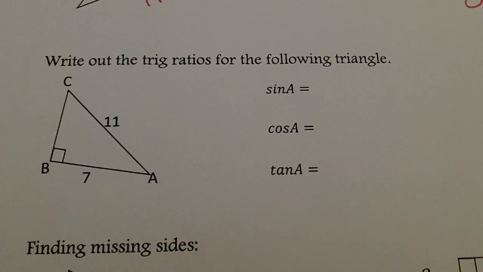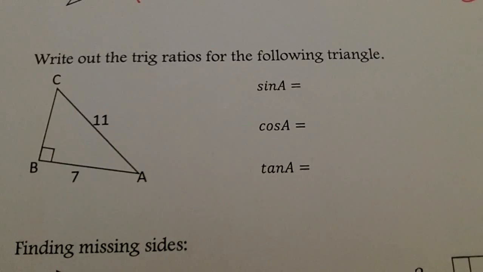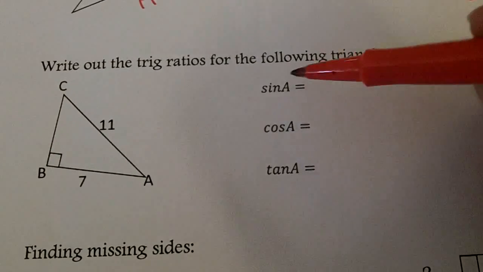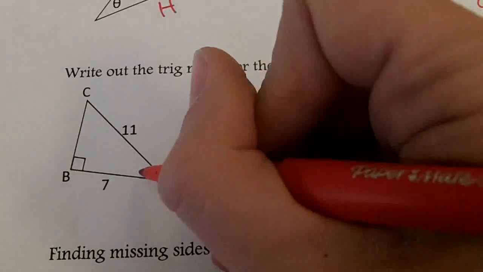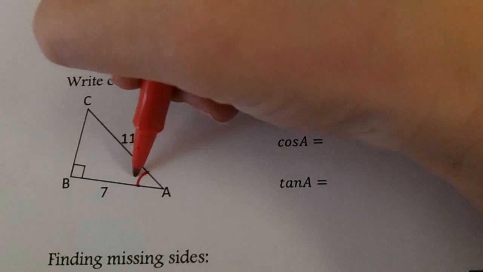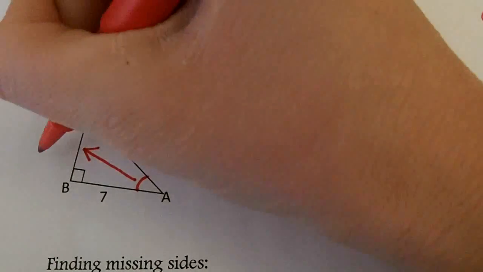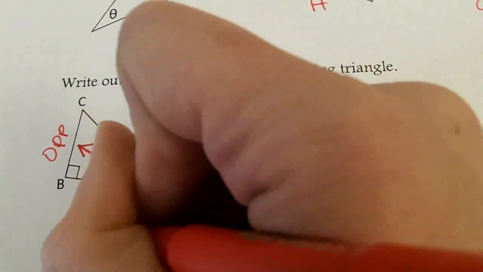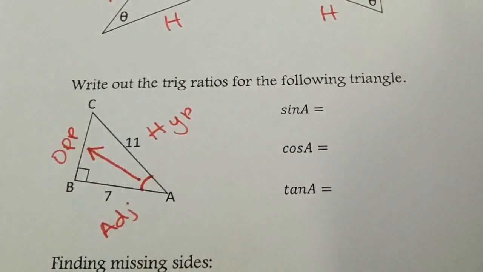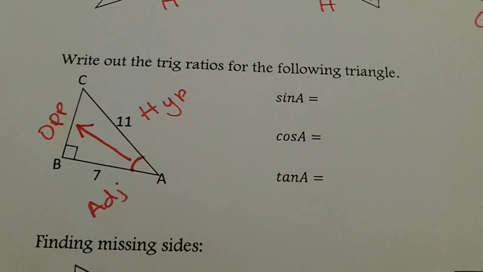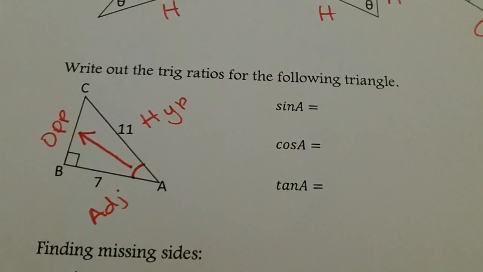Let's practice again. Write out the trig ratios for the following triangle. This time it asks for the sine of A. A is labeled as this angle. The opposite side is over here, hypotenuse and adjacent. The opposite side is missing, so we need to do the Pythagorean theorem again.